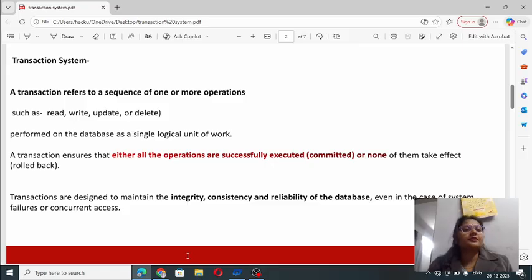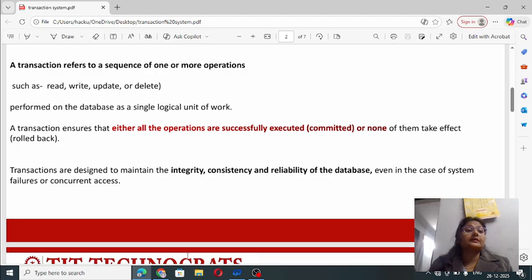A transaction system refers to a sequence of one or more operations such as read, write, update and delete. Each and every transaction is performed based on two things: the first is the source and the second is the destination. The source is where something is required and then moved to another place. It is performed on the database as a single logical unit. A single logical unit of work is called a transaction.